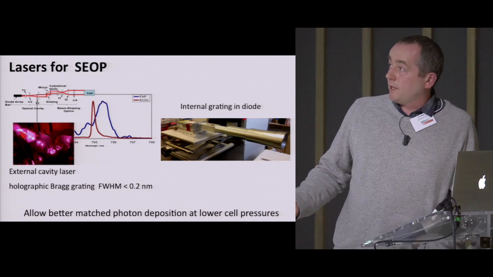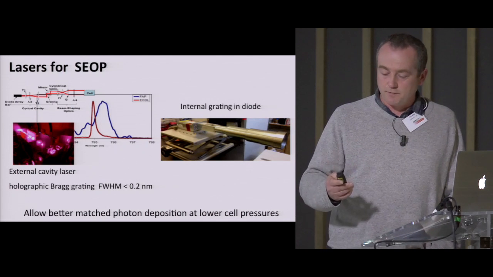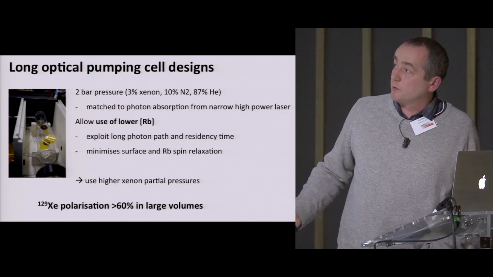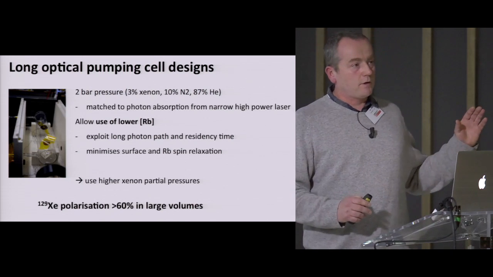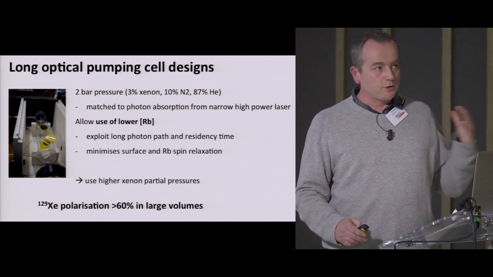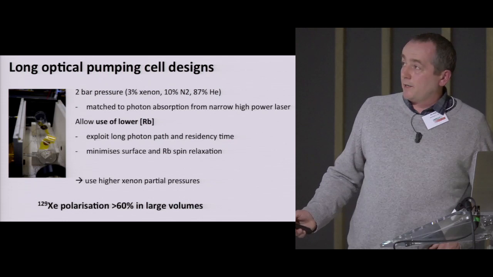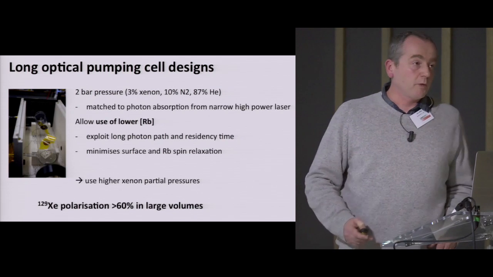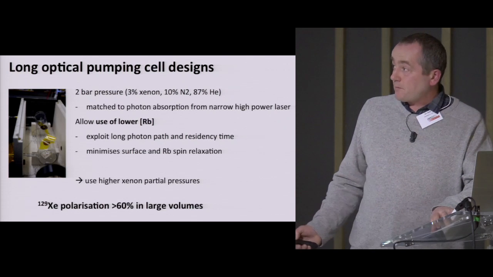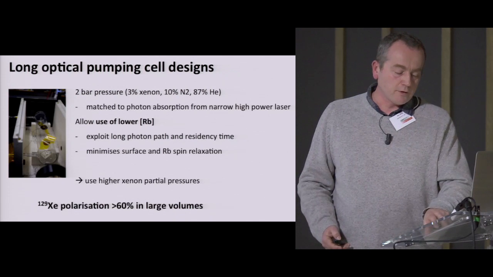These narrow line widths allow us to optically pump at lower cell pressures, which are beneficial in terms of the xenon polarization process. In parallel to that, we use long optical pumping cell designs. This allows us to flow the xenon through very slowly. It allows us to keep the rubidium partial pressure down so we don't get too much spin destruction. It's a pseudo-static regime, really. And a nice homogeneous high-power laser beam along the length of that cell means that we get very efficient xenon polarization. It also helps us minimize surface relaxation processes, as we've heard about.